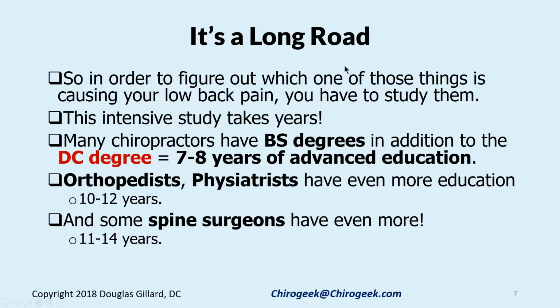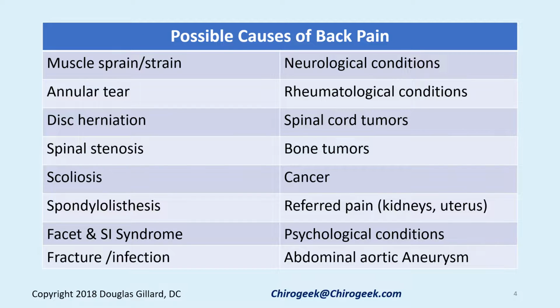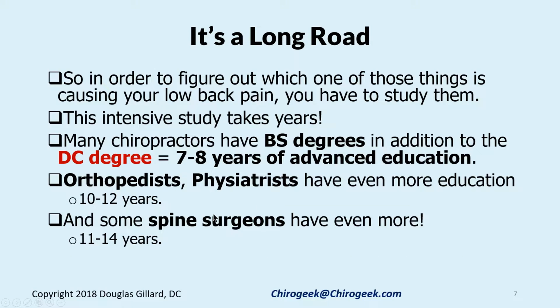In order to figure out which one of these things is causing your pain, it takes years and years and years. In school, we had to study each one of these things. Every one of these had lectures on them, and some more lectures. And then in clinical practice, we learned about, oh yeah, this guy didn't have a disc herniation. He had a degenerative spondylolisthesis that slipped. Intensive study on all these things, right?